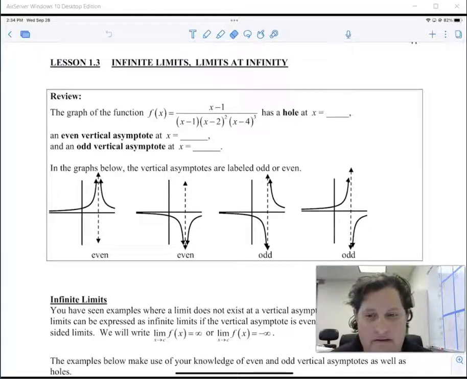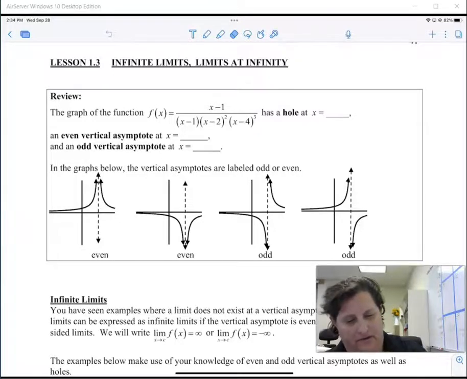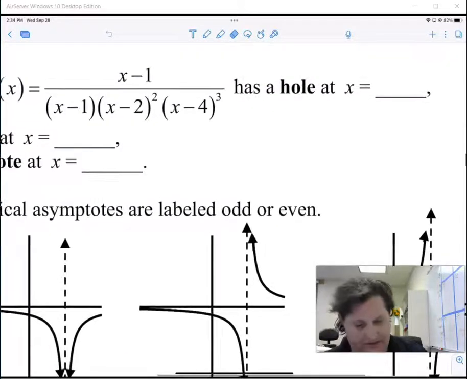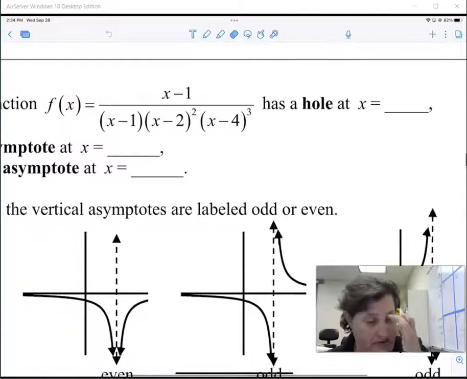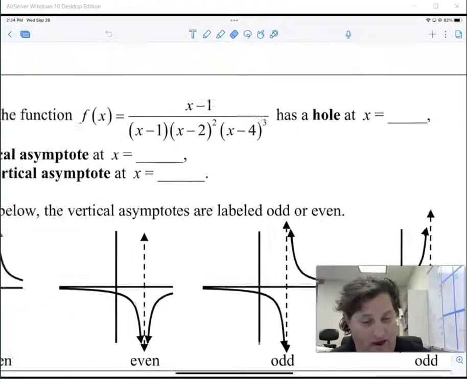All right, guys, we're going to go ahead and take a look at lesson 1.3. Okay, a little bit more information about limits. I want you guys to look at this real quick. And we're actually going to look at the graph of that in a minute.